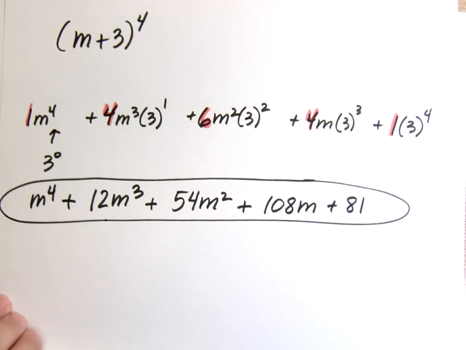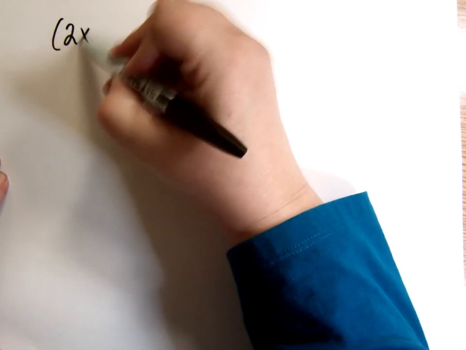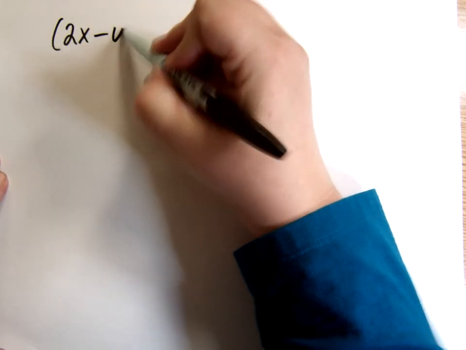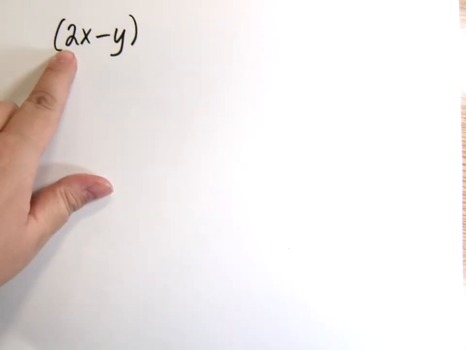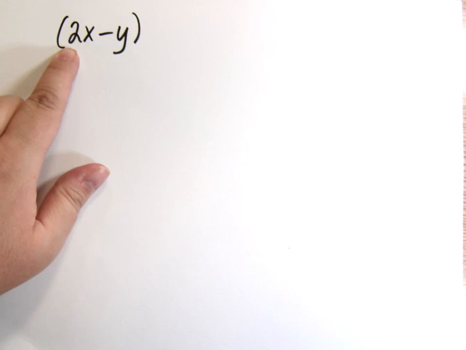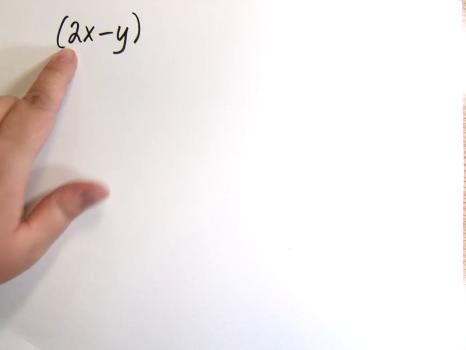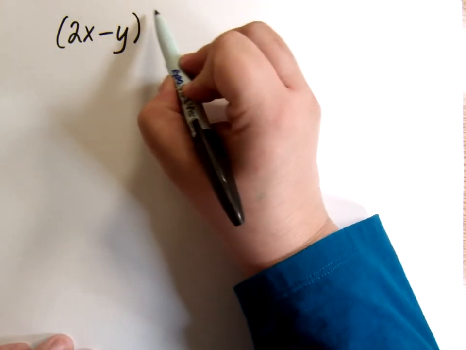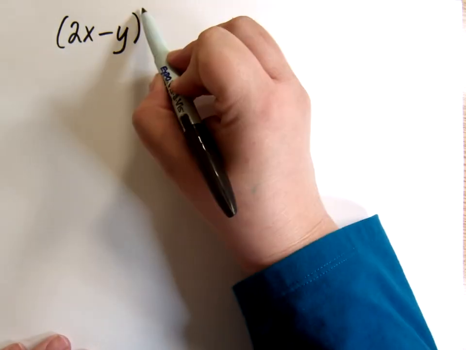Okay, let's do another one. This one has numbers, has a 2x. It has actually a term that has a numeric and a variable part to it. And it's also got the minus. So let's do the 5th power.